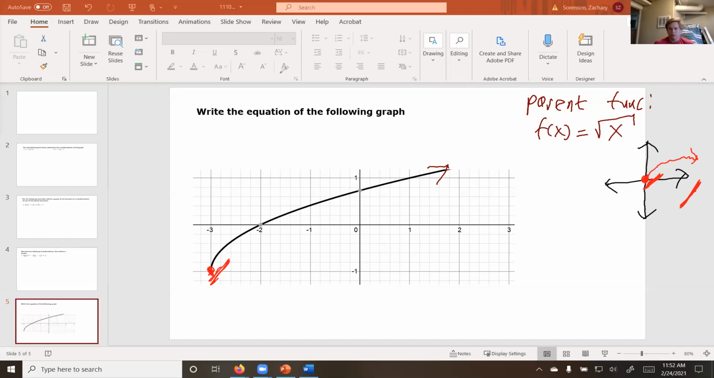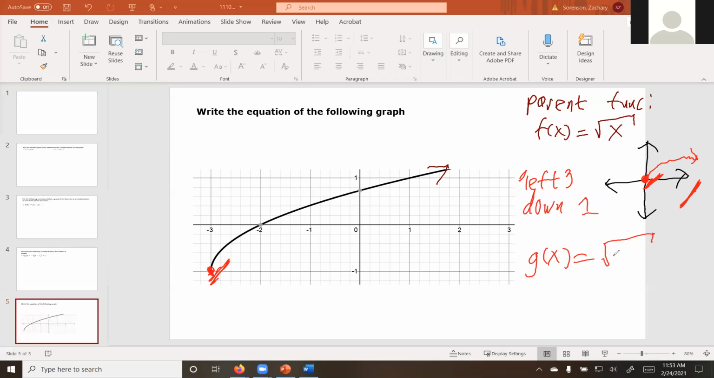Add 3 under the radical and then subtract 1. Yeah, so it is left 3. It is down 1. And well, how does that look like when we're dealing with these transformations? This is inside, so I'm going to, let's make a new function. Let's call it G. I'm going to go left inside, so I'm going to go the opposite of what I would think it would be. X plus 3, and then down 1.